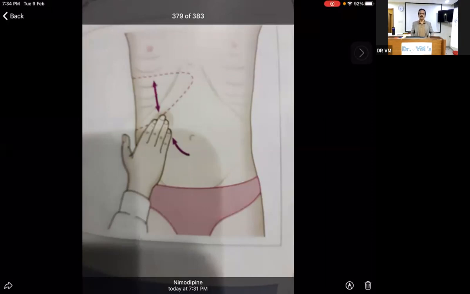I don't know, this time the practical examination will be with patients or we don't know, virtual patient, we don't know.